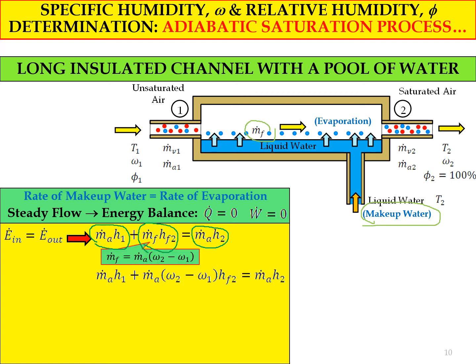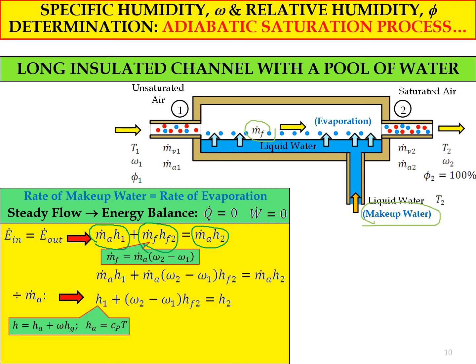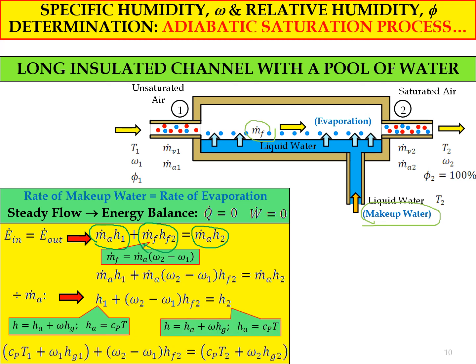From this equation, where m dot f is equal to m dot a times (omega 2 minus omega 1), we can input it into this equation and divide it by m dot a, which is the mass flow rate of the air, and we get this equation. And from this equation, we know that h is equal to h_a plus omega h_g, and h_a is equal to c_p T, and we can use these two equations, put them into the simple equation and rearrange it.